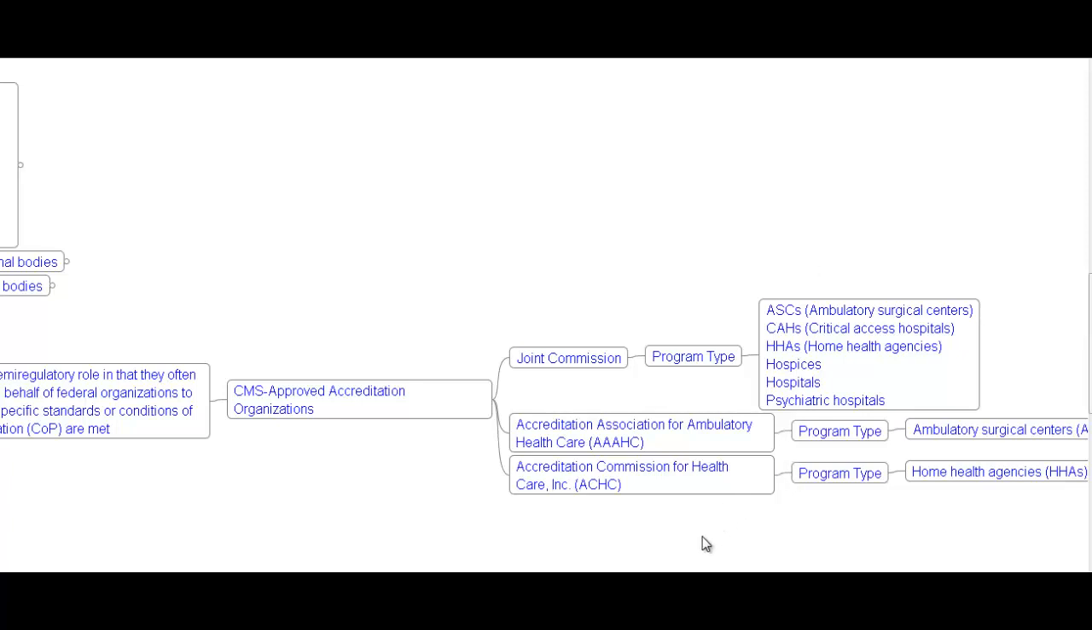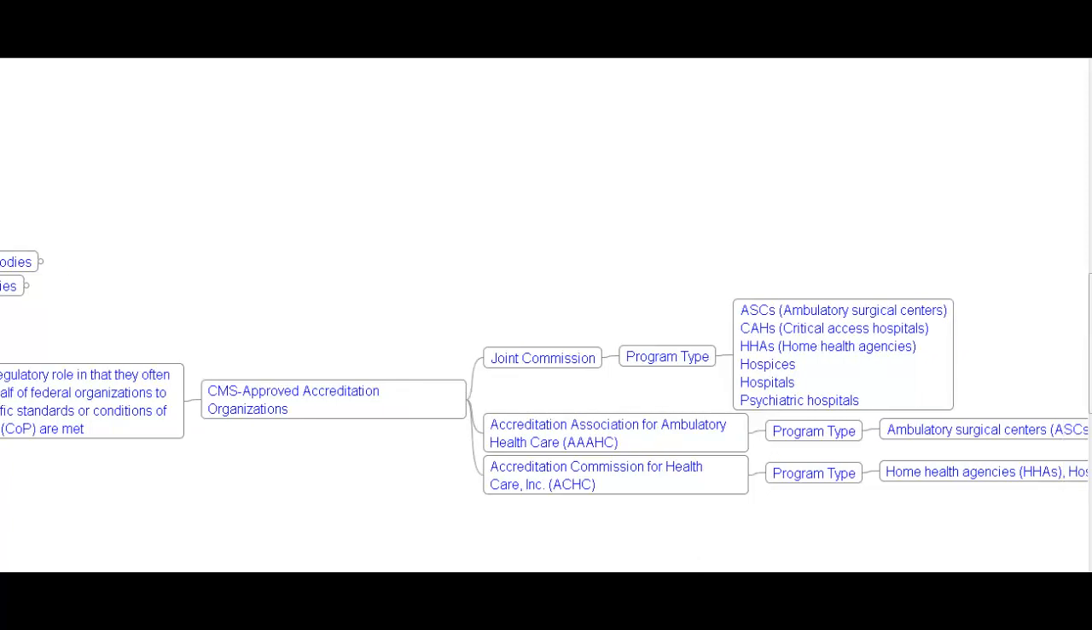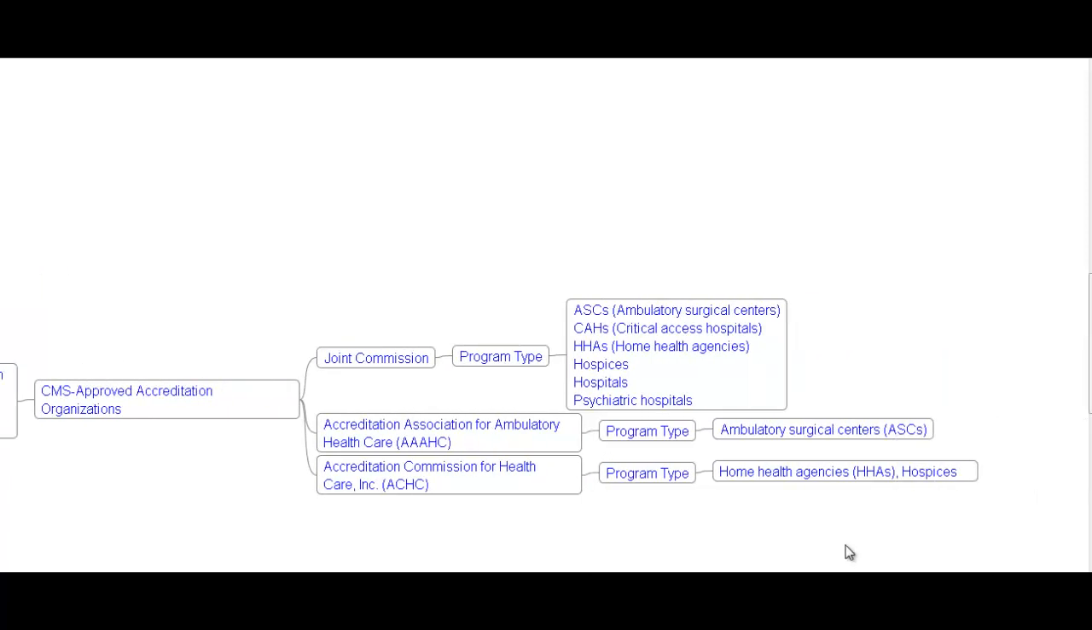Another CMS-approved organization is the Accreditation Association for Ambulatory Health Care, AAAHC. It can accredit Ambulatory Surgical Centers, ASCs. And the Accreditation Commission for Health Care, ACHC, program type can accredit Home Health Agencies, HHAs, and hospices.